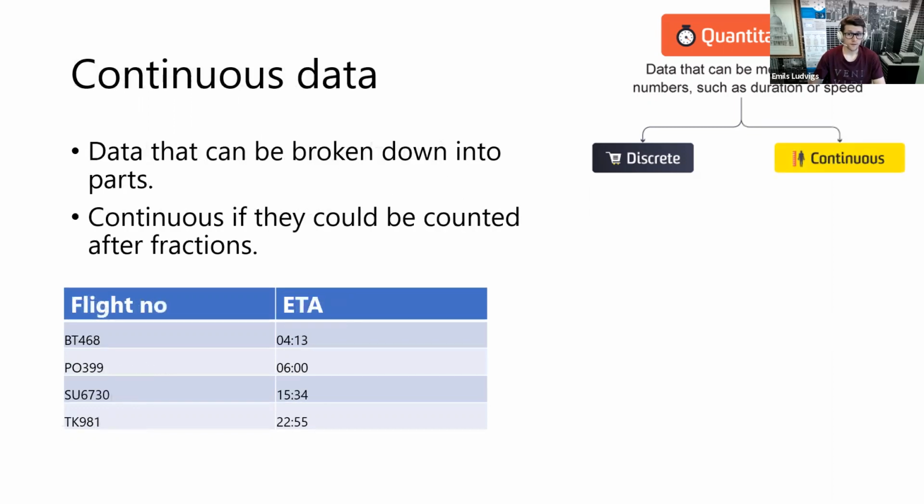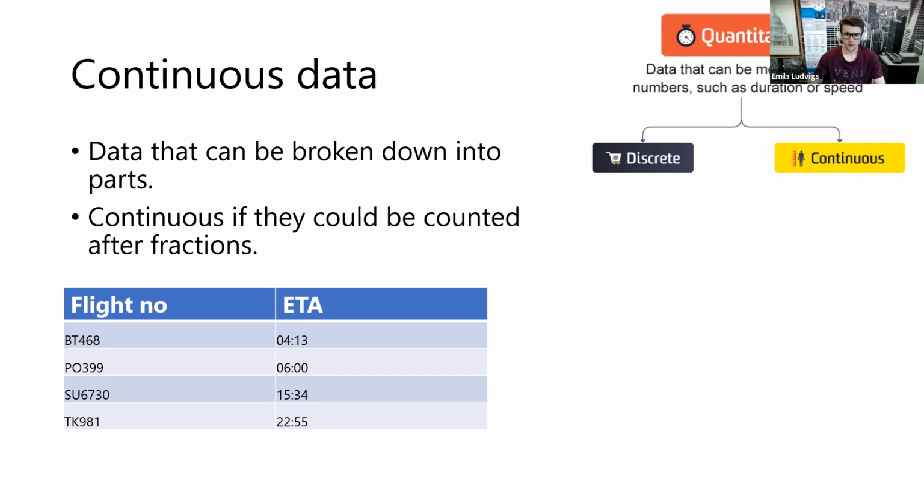The second is continuous data, data that can be broken into smaller fractions. One example could be weight, 2.5 kilograms. Here I have a table with flight numbers and the estimated time of arrival of the plane, for example 4 p.m. and 30 minutes, or 13 p.m. So that is one type of data.